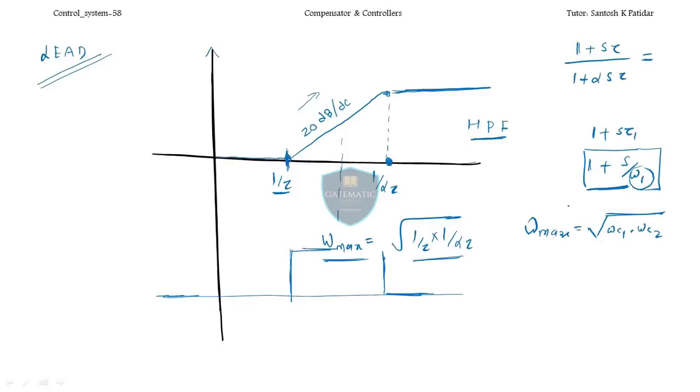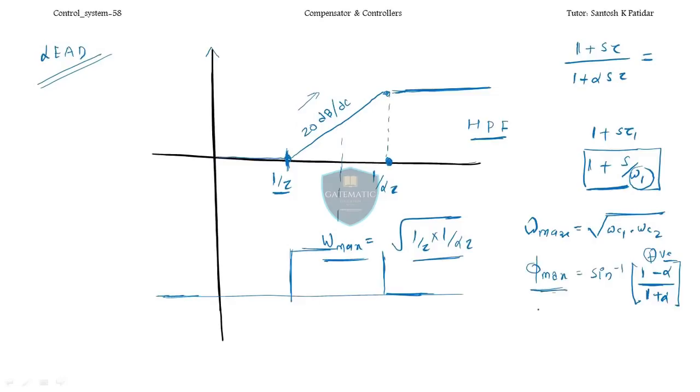And what about the phi max? Phi max you will get as sine inverse of 1 minus alpha divided by 1 plus alpha. I need this quantity with a positive sign, so definitely I'll take 1 minus alpha, not alpha minus 1, because you know very well alpha is less than 1. So 1 minus alpha over 1 plus alpha, and this will be phi maximum.